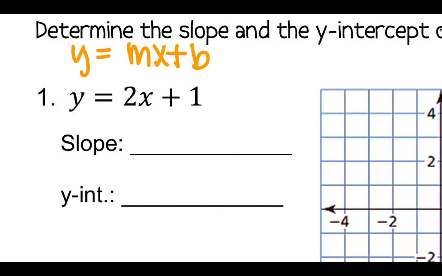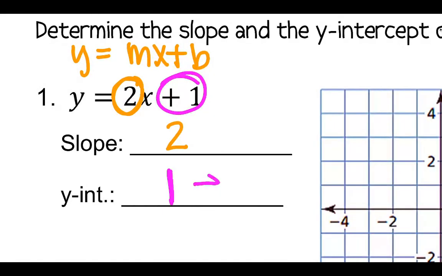So the slope is the guy next to the x, which would be the 2 in this case. My slope is 2, and my b, or my y-intercept, is positive 1, right? And if I were to turn this into a point, it would be (0, 1), because I'm going over 0 on my x and I'm going up 1 on my y.